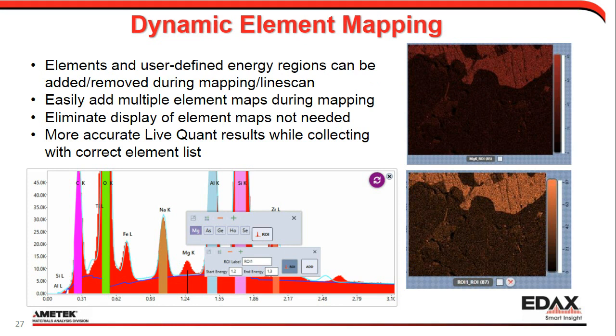Dynamic element mapping is an advanced mapping feature. In live connection mode, elements and user-defined energy regions can be added or removed in the spectrum window on the fly. You can simply click on an energy line and the candidates will show up. To remove an element, just hover over the element label and click on Delete. Once the modification is done, click on the Refresh button in the top right. The number of element maps will be adjusted accordingly.